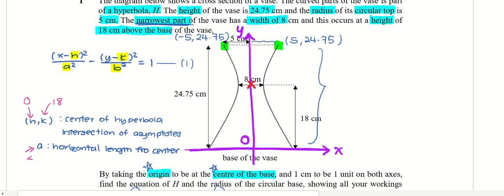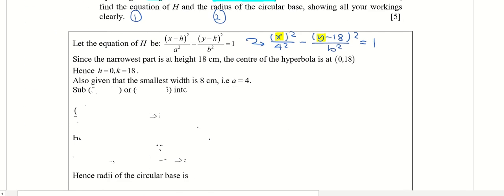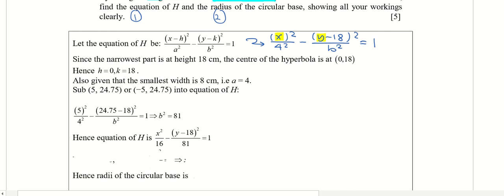So over here, we can sub either of the coordinates into my equation of h. The rest is just solving. In particular, we can solve for b squared. We don't need b exactly. So hence the equation of the hyperbola is given as such.